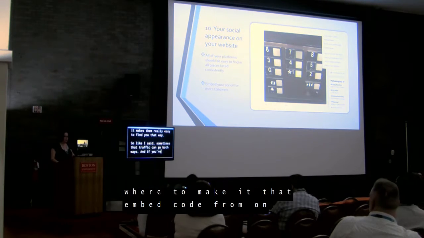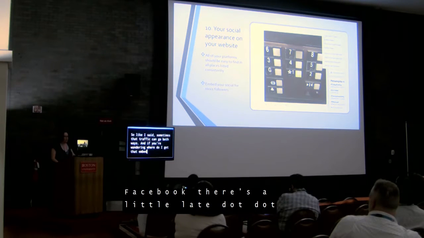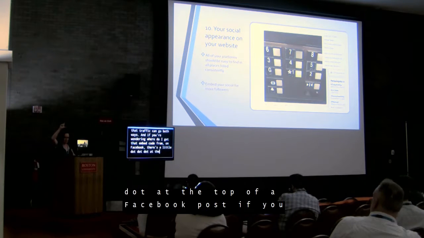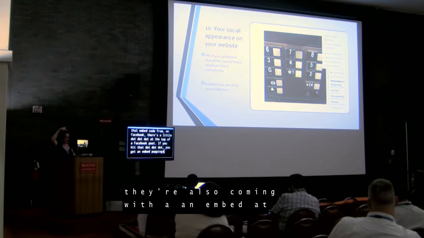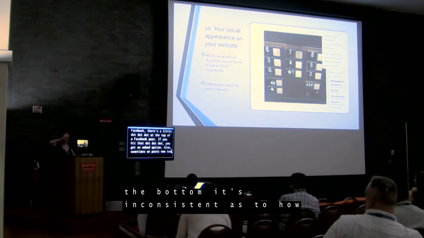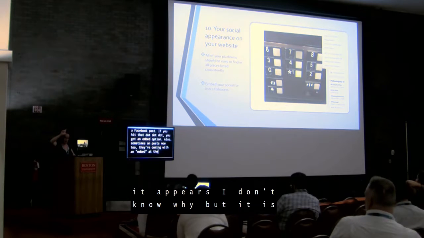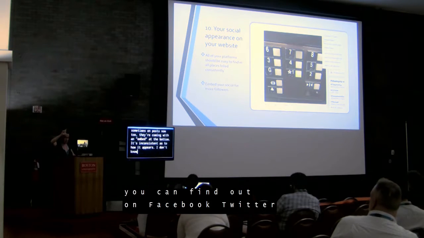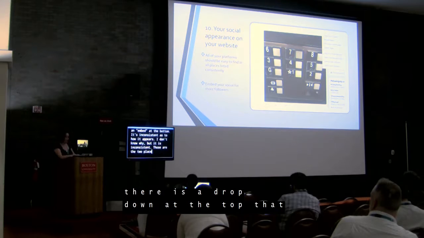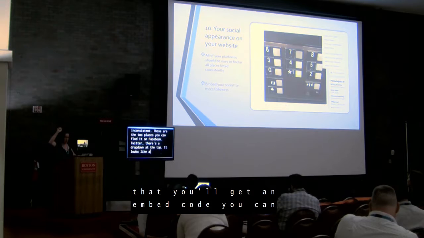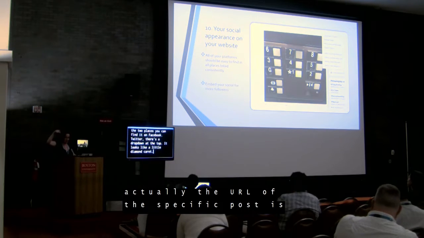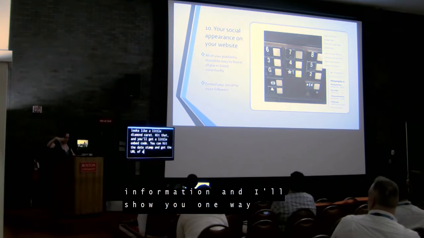And if you're wondering where do I get that embed code from, on Facebook, there's a little dot, dot, dot at the top of a Facebook post. If you hit that dot, dot, dot, you get an embed option. Also, sometimes on posts now, they're also coming with an embed at the bottom. It's inconsistent as to how it appears. I don't know why, but it is inconsistent. Those are the two places you can find it on Facebook. Twitter, there is a drop-down at the top. It looks like a little diamond carrot. Hit that, you'll get an embed code. You can also hit the date stamp, and you'll get actually the URL of the specific post. So there's a couple ways you can grab this information.